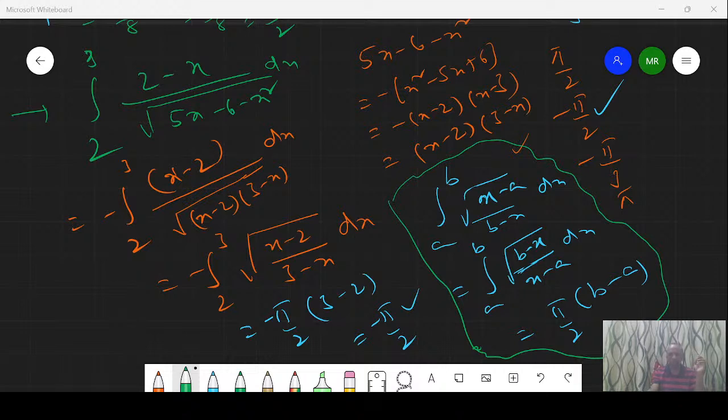Right. Now you can see the next problem. I hope this is clear. Integral 2 to 3 of 2 minus root of 5x minus 6 minus x square. See, now I can also think about this one. Okay, next, I come to the next problem now.